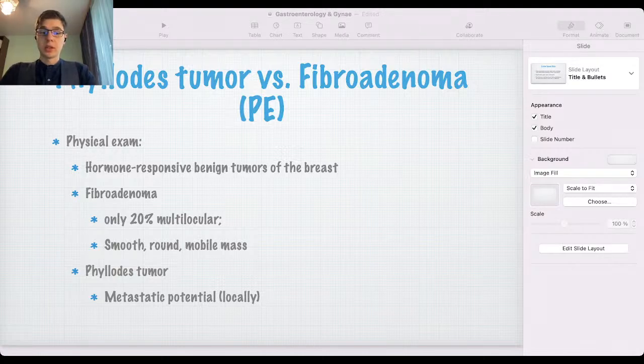Muhammad, I understand your point, but Phyllodes tumor is not always a painful lesion. All the benign conditions, fibrocystic changes, fibroadenoma, as well as Phyllodes tumor, can be asymptomatic.